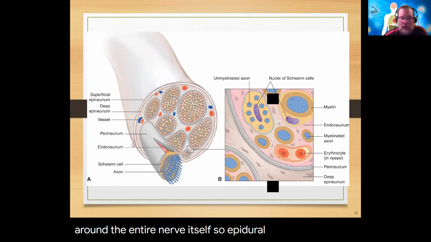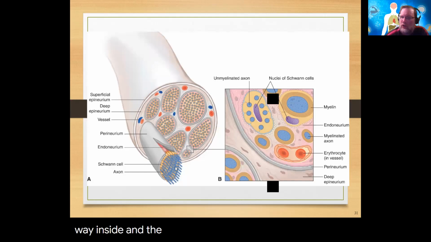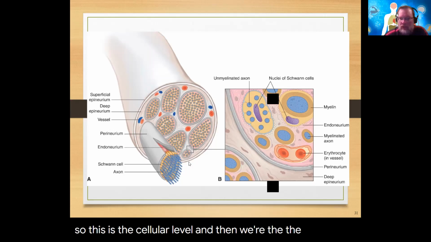So epineurium on the outside, and then we have these bundles of nerve. And by the way, a muscle fiber is a muscle cell. A nerve fiber would be a nerve cell. So that's what we see here. We see Schwann cells all the way inside and the axon. So the neuron, remember, is the cell. So this is the cellular level. And then the bundle of those neurons is called a nerve fiber.